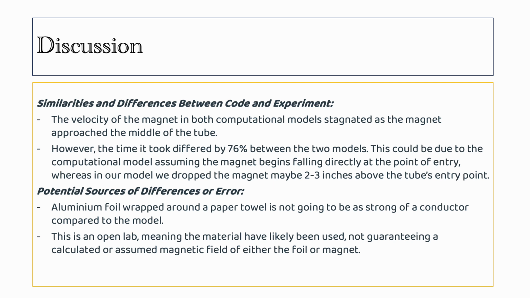Similarities and differences between the code and experiment: the velocity of the magnet in both models stagnated as the magnet approached the middle of the tube. However, the time it took differed by about 76% between the two models, and this could be due to the computational model assuming that the magnet begins falling directly at the point of entry, whereas in our experiment we dropped the magnet maybe 2 to 3 inches above. A potential source of error was that aluminum foil wrapped around a paper towel is not going to be as strong a conductor as in the model, and this is an open lab, so it doesn't guarantee any assumed magnetic field of either the foil or the magnet.